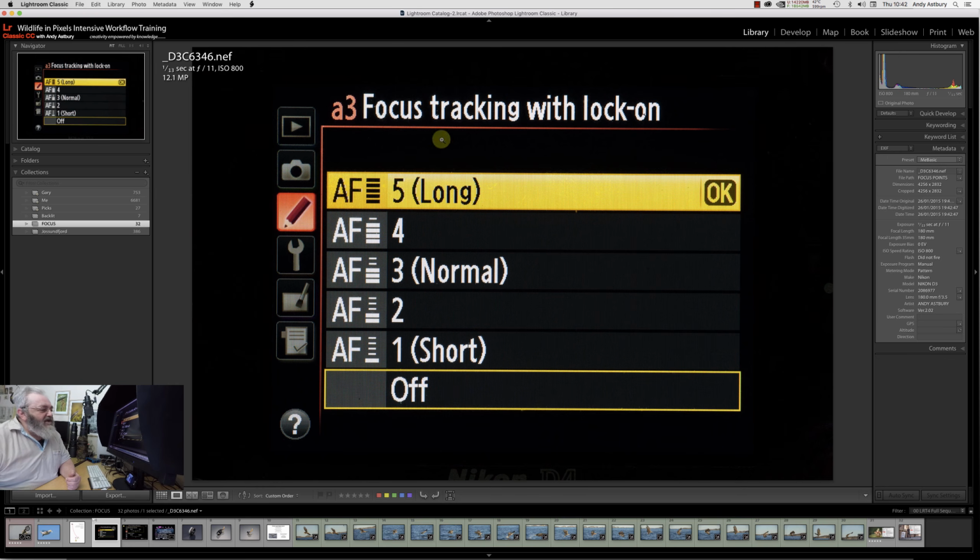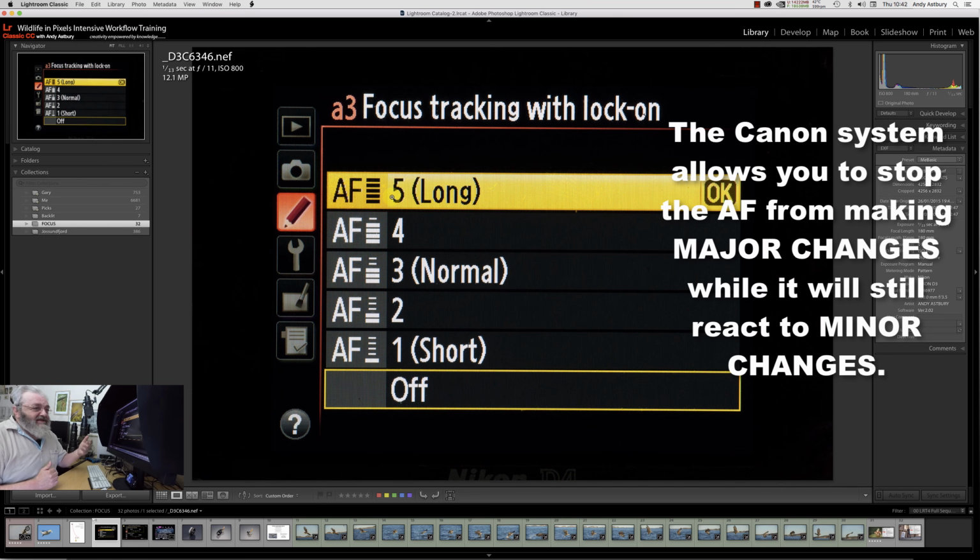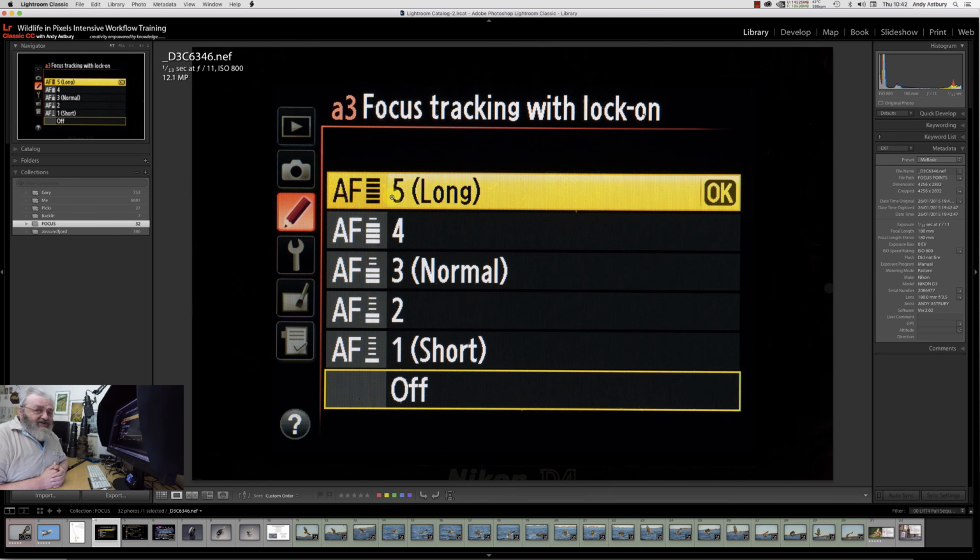If we have focus tracking with lock-on turned off, yes, it will. If we have it turned up to long, 5 maximum, no, it won't. However, because we haven't really got a way of separating major changes from minor changes on the old Multicam 3500 system, what focus tracking with lock-on does, it tends to stop your camera from changing focus at all.